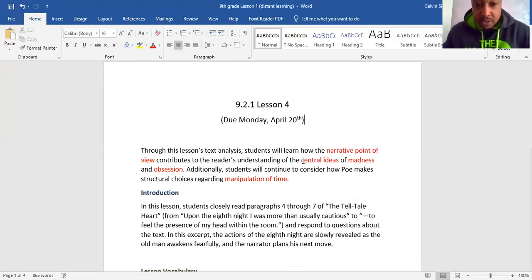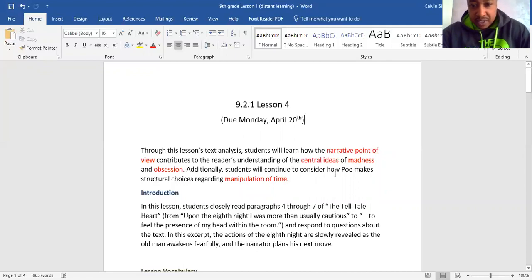All right. So it starts out, guys, with this. Through this lesson's text analysis, students will learn how the narrative point of view contributes to the reader's understanding of the central ideas of madness and obsession. Okay. And I'm sure you guys remember those two central ideas. Those were also covered in paragraphs 1 through 3. And they'll also be covered in paragraphs 4 through 7 as we read today.